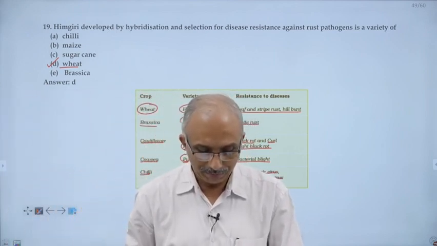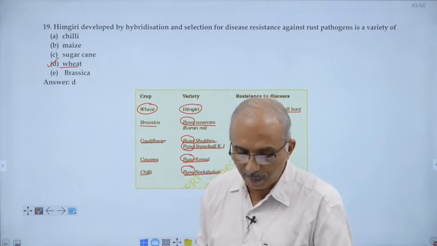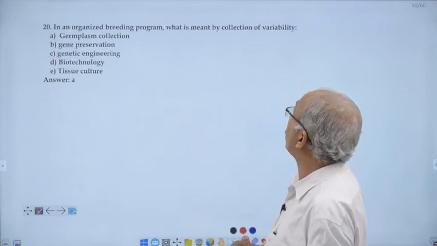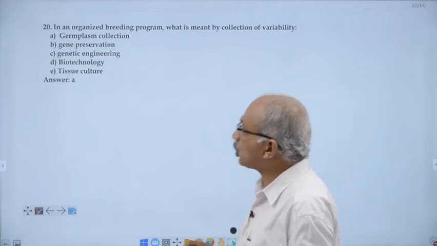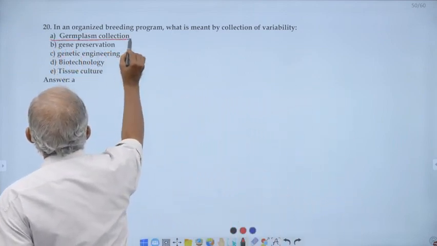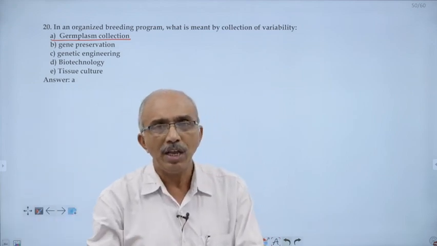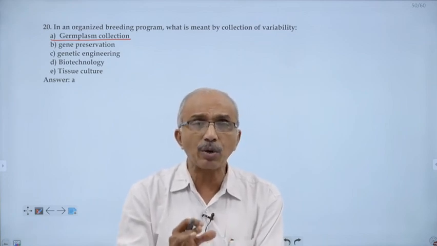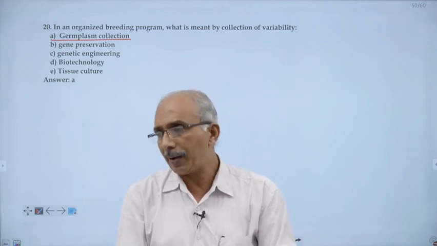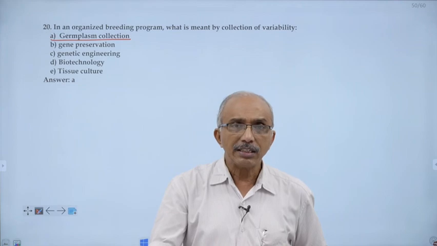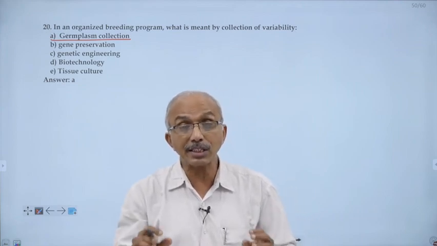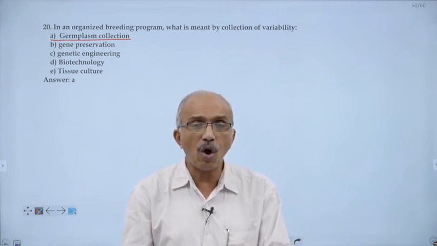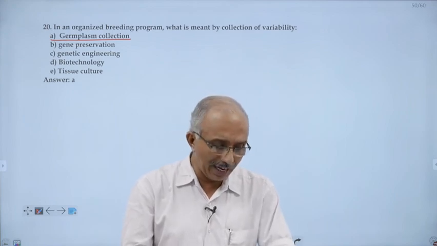Okay, next. Question number 20. In an organized breeding program, what is meant by collection of variability? Collection of variability means germplasm collection. That is, before the beginning of a breeding program in a crop plant, the first thing to be done is germplasm collection, that is, collection of all the varieties of that crop.